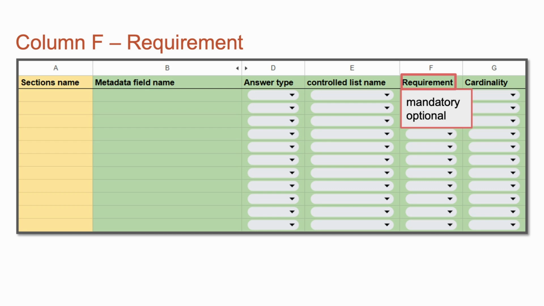Column F defines the level of requirement for each field. Is it mandatory or optional? This categorization is vital for ensuring metadata completeness. By clearly marking required fields, we guide the user to provide the essential core metadata needed, while still offering the flexibility to include optional community-specific details that provide richer context.